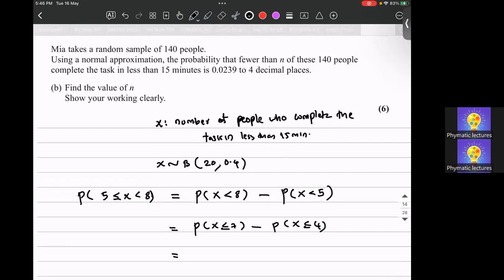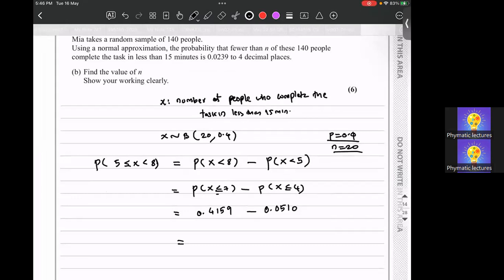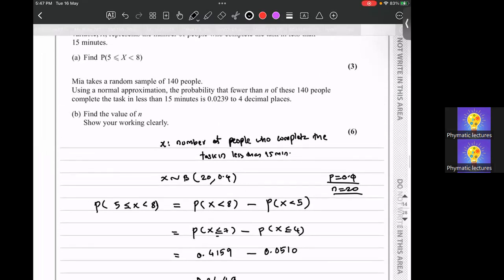So you go to the table, the cumulative binomial distribution table. Then for p value 0.4 and n value 20, look up the values for 7 as well as 4. What values will we get? 0.4159 minus 0.0510. If you do so, we will get 0.3649 as our answer. 0.3649 is the required answer. Let us move to the second part of this question.